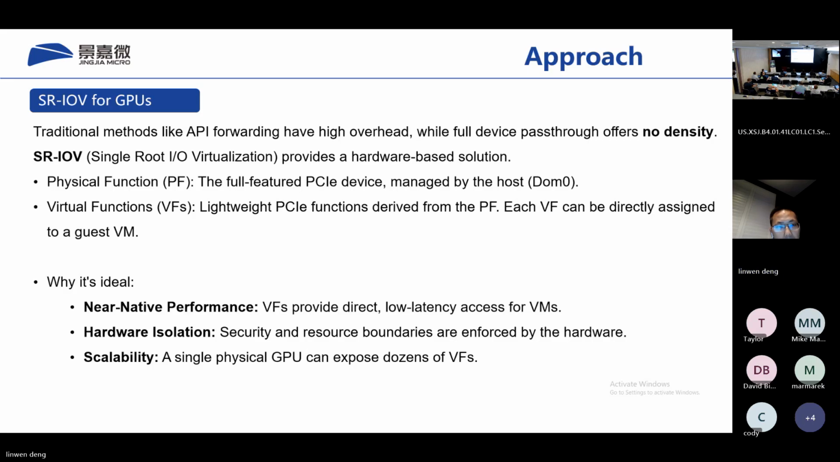SR-IOV. It allows us to partition a single GPU, which we call a PF, into multiple lightweight VFs, and each VF can be directly assigned to a virtual machine. The advantages are clear. It provides native performance, security isolation, and excellent scalability.